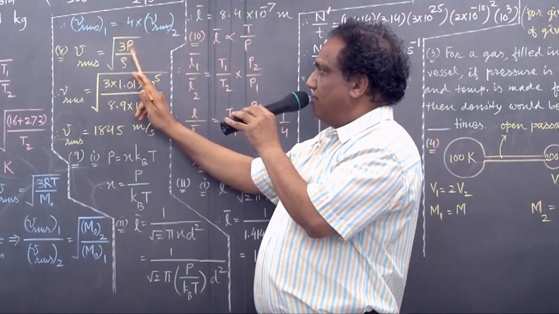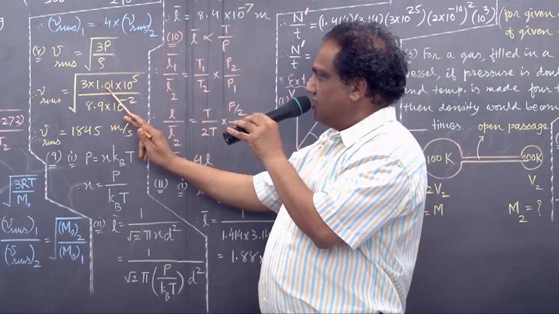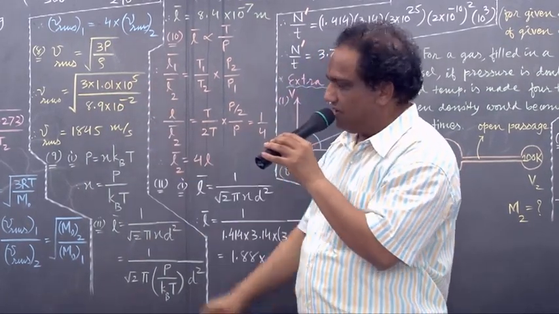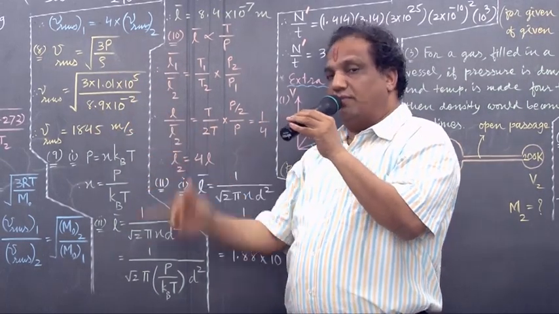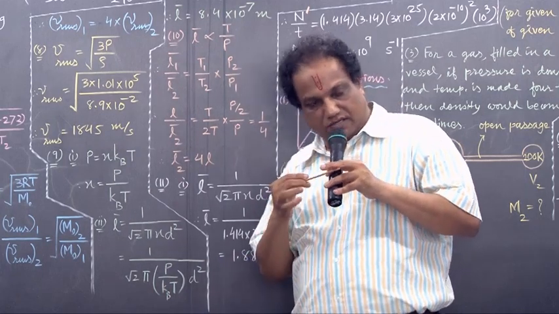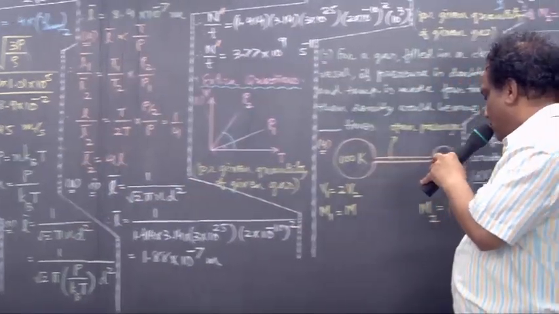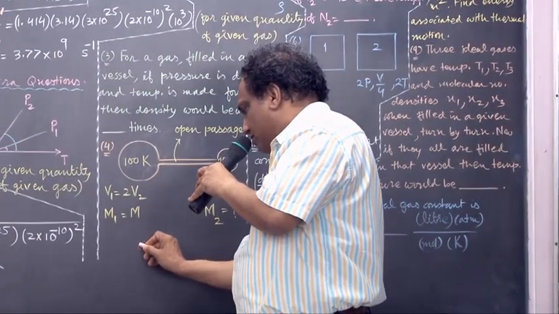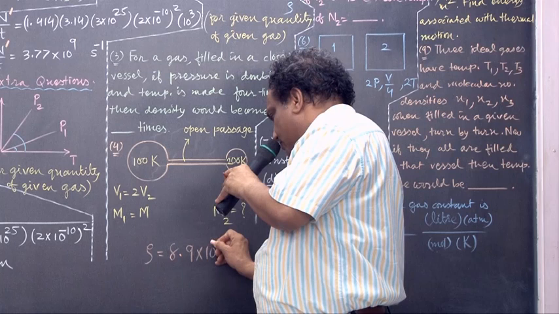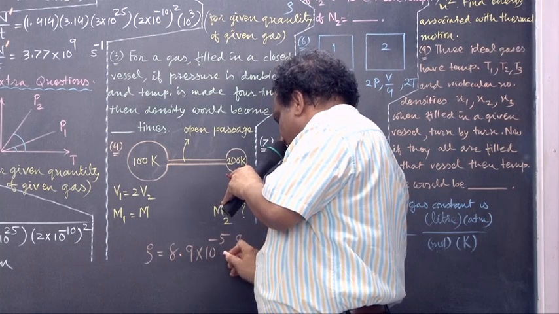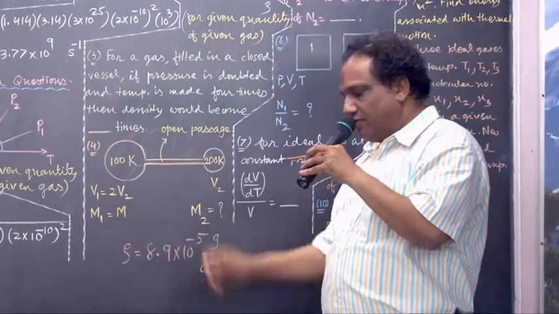VRMS equals under root of 3p by rho. 3 as it is, whatever pressure, 1 atmosphere, it is 1.01 into 10 raised to 5 Newton upon meter square. Whatever the density of hydrogen, they are given 8.9 into 10 to the minus 2 kilogram per meter cube. Suppose they give it in CGS, how would you transfer it into MKS? I am showing you. Suppose they give density of hydrogen as 8.9 into 10 raised to minus 5 gram per centimeter cube. How to convert this into kilogram per meter cube? So simple.